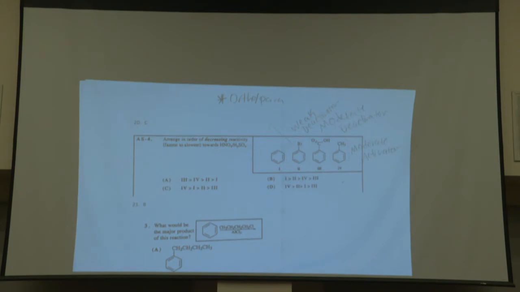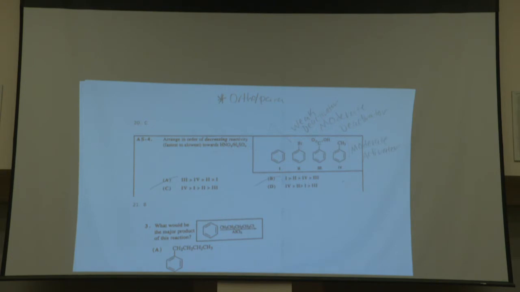The fastest one is going to be the one that's activated. We're doing an electrophilic reaction, so that should have this 4 first, so it's either C or D. And then next, is it going to be the one that's deactivated that's faster, or the one that has nothing going on that's faster? The one that has nothing going on, right?